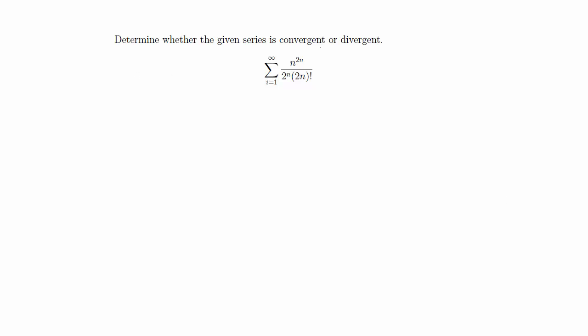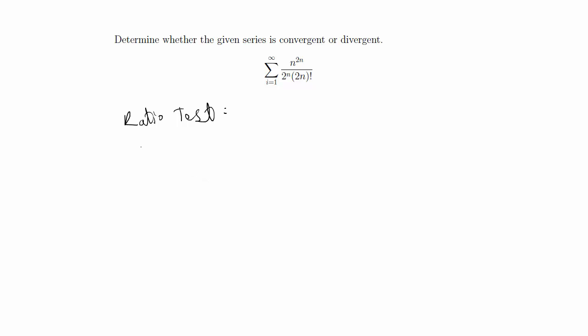This problem says determine whether the given series is convergent or divergent, and then it gives us the infinite series. A rule of thumb is that if you see a series that has a factorial or even a number to a variable, then you want to try the ratio test first. When you're studying, it's always a good idea to be able to write out the definitions for what these tests are.